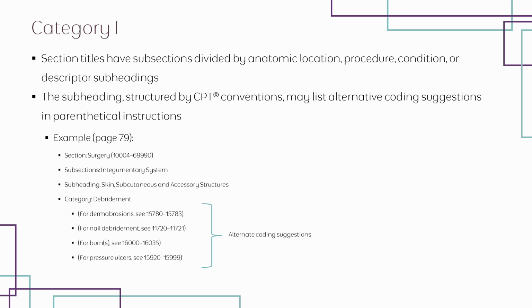As we continue to explore the format of the CPT codebook, let's take a closer look at how each main section is further broken down. Within each main section title, you'll find subsections that are divided based on different elements. Some subsections are divided by anatomic location, while others will be based on the type of procedure, the medical condition being treated, or the specific descriptor subheadings that further clarify the nature of the service. These subheadings will follow your CPT conventions and often include parenthetical instructions that may suggest alternate coding options.